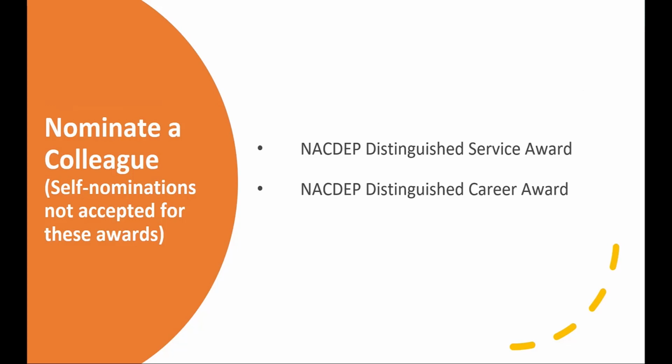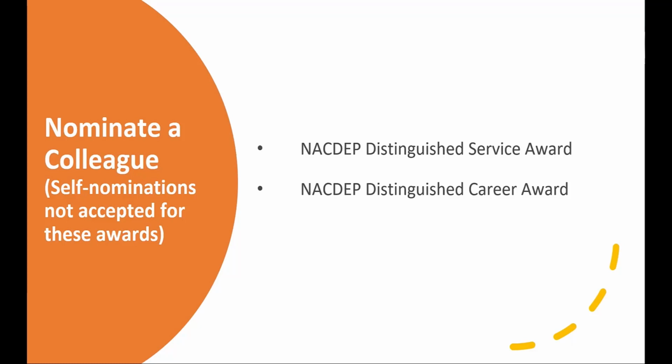On this slide, you see our two distinguished awards. We have the Distinguished Service Award and the Distinguished Career Award. These are awards that we do not accept self-nominations for. They have to be nominated by somebody else. And the requirements for that are listed in the awards description. The requirements for these ones are also a little bit different for the nominations. So if you're looking at those, I would say, take some time to go through those award descriptions for some of that key information.